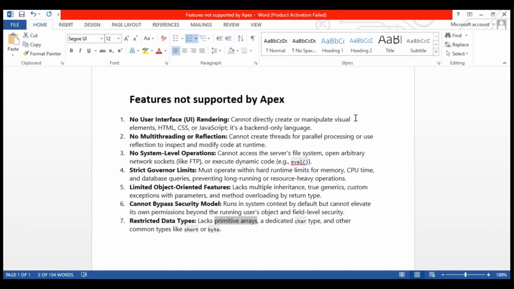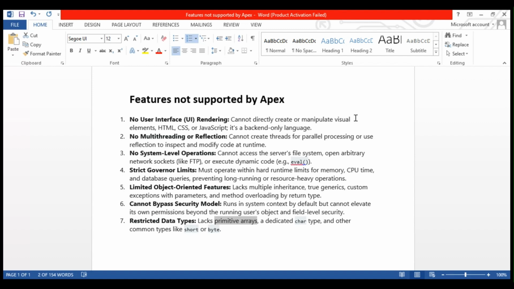Then the fourth one is the strict governor limits. Friend, you know that Apex runs on the Force.com platform of Salesforce, and Salesforce has some governor limits. Governor limits means that basically it's a shared environment. For example, there are some number of updates or inserts which are possible in Salesforce. So you cannot bypass those governor limits, and you must operate within hard runtime limits for memory, CPU time, and database queries.